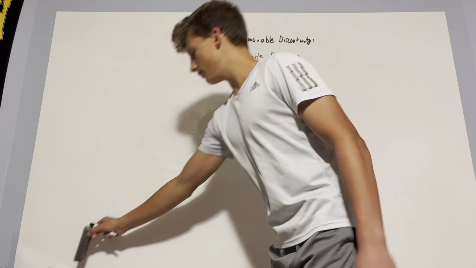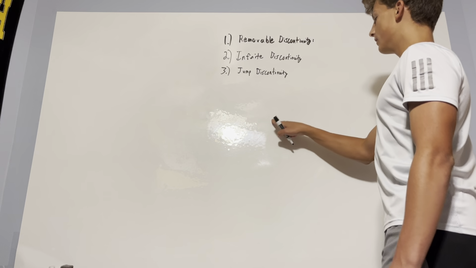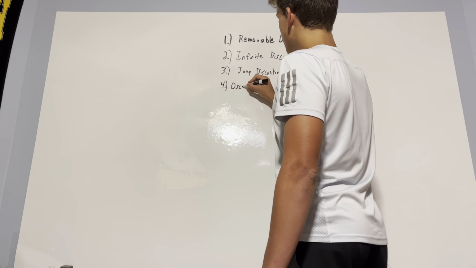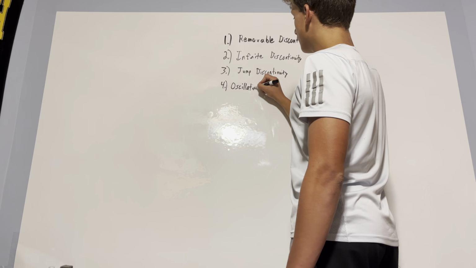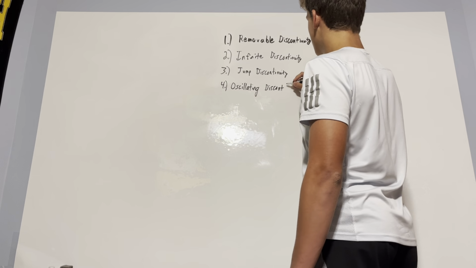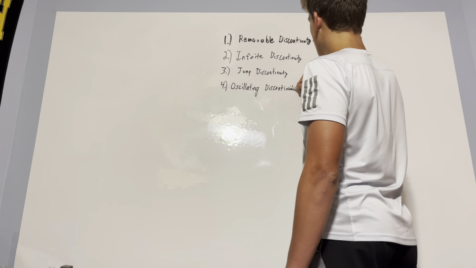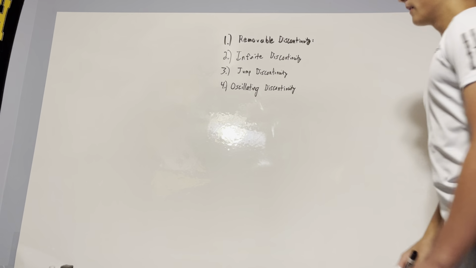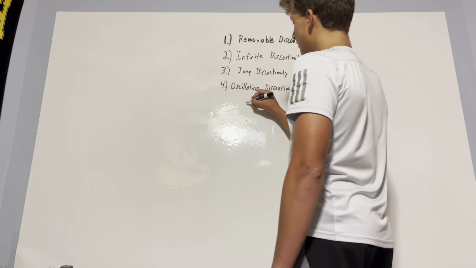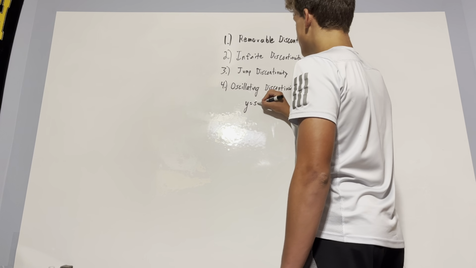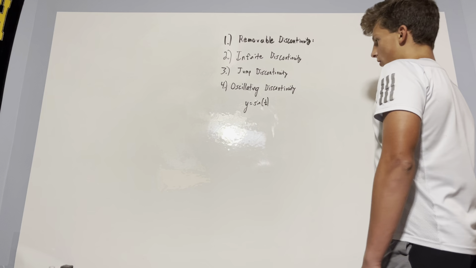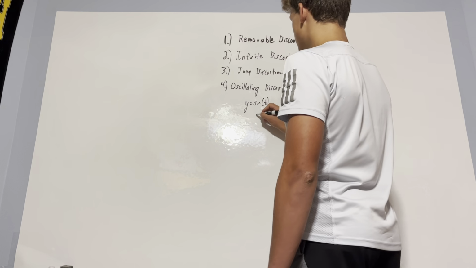And the final type of discontinuity is the least common one that you'll see, and it's called an oscillating discontinuity. The most famous example of this is the graph y equals sine of 1 over x, and it's called the topologist's sine curve.